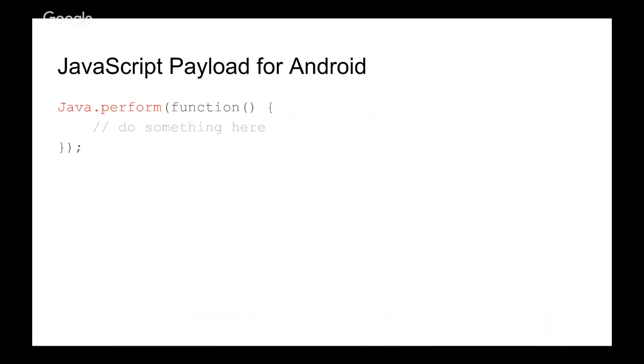And the most basic payload is going to be this Java.perform, and you define whatever you want to be done inside. So what does Java.perform do? Java.perform actually takes whatever is being defined here, creates a thread, then runs it inside the Java virtual machine, and does whatever task you have told it to do.